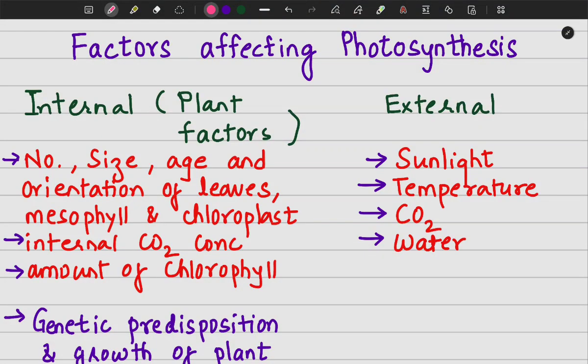In this session, we are going to study about different factors that affect the photosynthesis. So let us start. Now the factors which affect the rate of photosynthesis can be categorized into two types: internal factors or the plant factors and external factors.